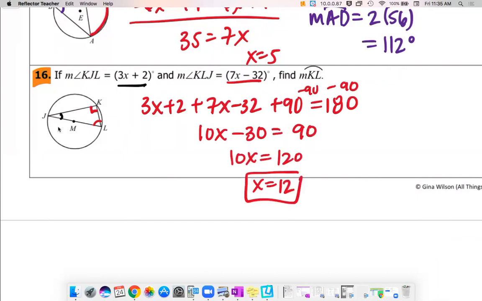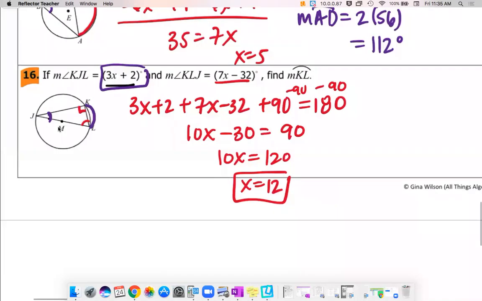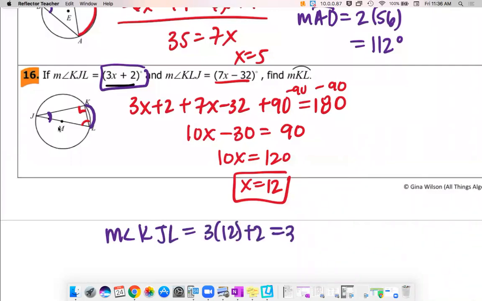And then we want to find the measure of KL. So let's see, if I want this arc, I want to know this angle. So let's plug it into this formula. So we'll get the measure of angle KJL is 3 times 12 plus 2, which is 38 degrees. So my inscribed angle right here is 38. So to get the measure of arc KL, we just double it. So 2 times 38, we'll get that that is 76 degrees.